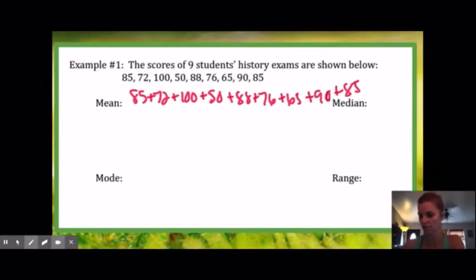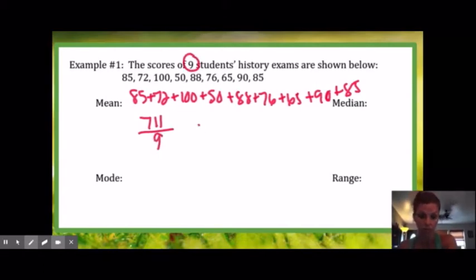I'm going to take all of them: 85, 72, 100, 50, 88, 76, 65, 90, and 85. When I add them all up, I get 711. And then I'm going to divide by the total numbers there. There's 1, 2, 3, 4, 5, 6, 7, 8, 9, and they told us that. So we're going to divide by 9.